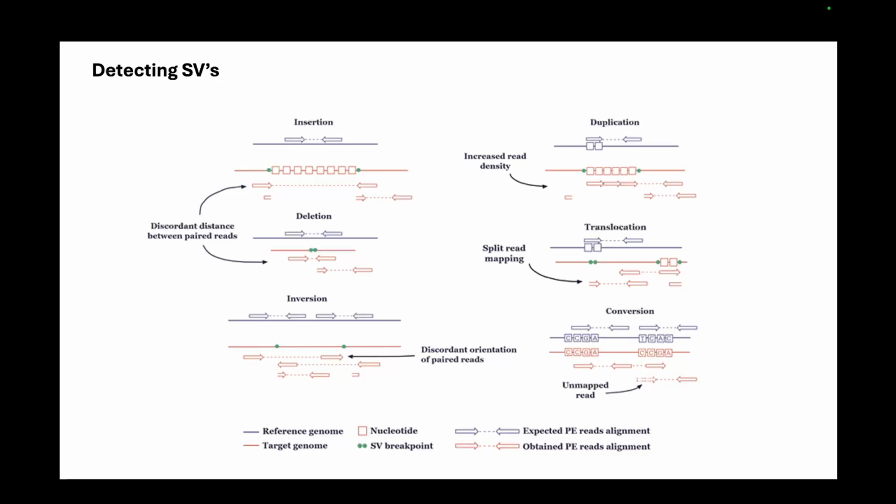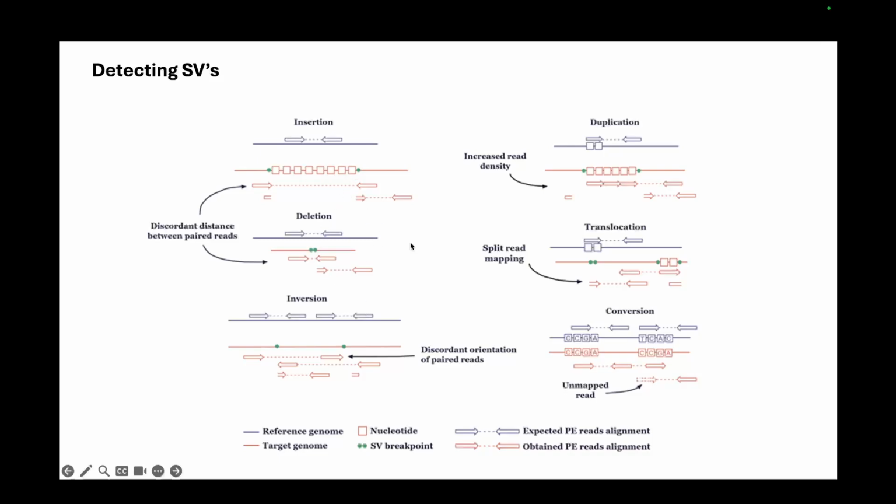For deletion, it's actually the opposite, and it's intuitive. If there were two reads which previously had a 50 base pair distance between them, and after aligning there is a two base pair distance between them, that means there is a 48 base pair deletion inside the genome. So these two reads will come closer to each other when there is a deletion after sequence alignment. This method of identifying structural variations using paired reads and the discordance between them is called discordant distance between paired reads. That's the parameter that is used to quantify this.